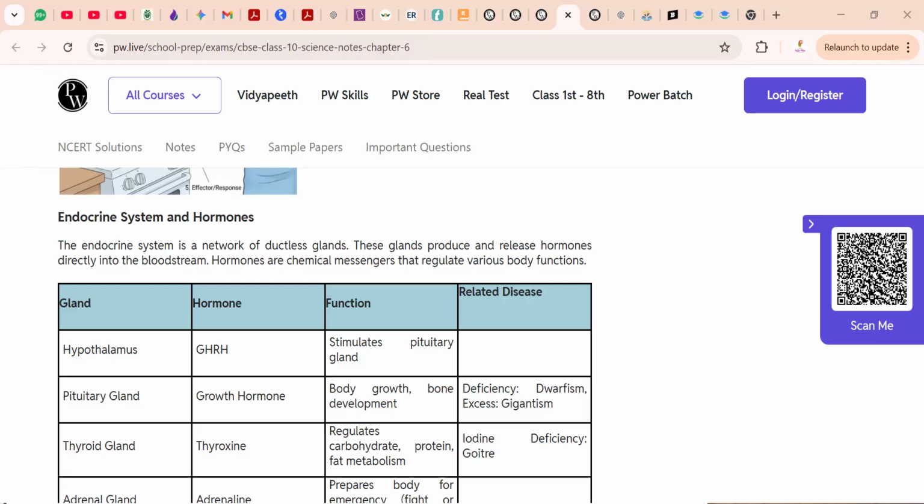Now, an activity in the textbook. Put some sugar in your mouth. How does it taste? You know, when we put sugar, it is sweet in taste.